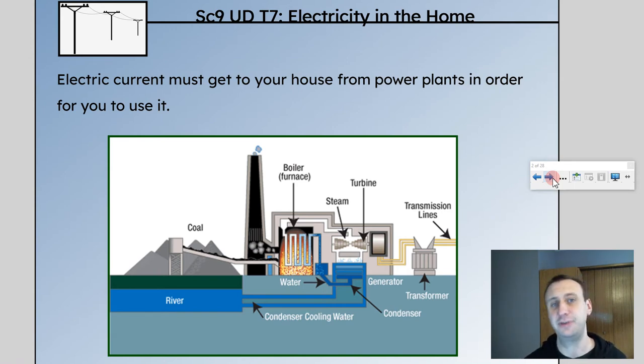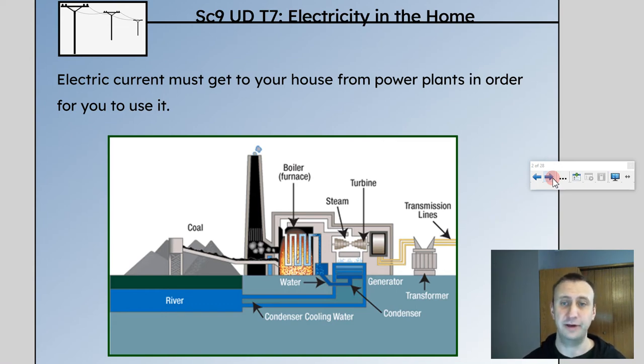Electric current must get to your house from power plants in order for you to use it. And that happens through a variety of power lines. I'm sure you've seen different kinds of power lines. For example, when you drive beside Suffield, you see those massive, huge power lines. The reason why they're so huge is because they're long distance and they have a very, very high voltage, like tens of thousands or maybe even 100,000 volts. And that's because higher voltage is more efficient for transmitting electrical energy.